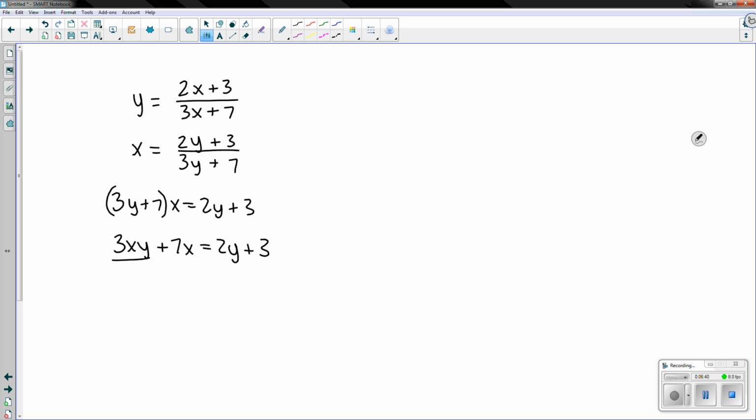So the 3xy and the 2y we're going to place on the same side, and the 7x and the 3 we're going to get on the same side because those terms don't possess a y variable.